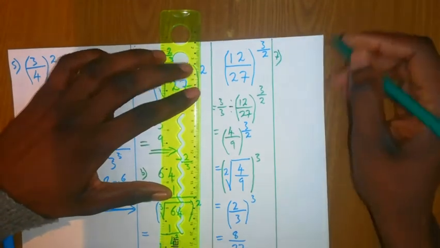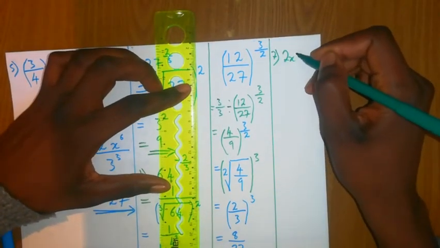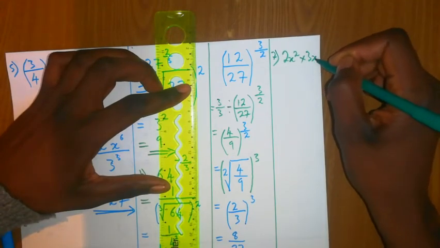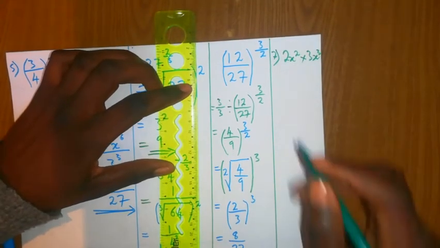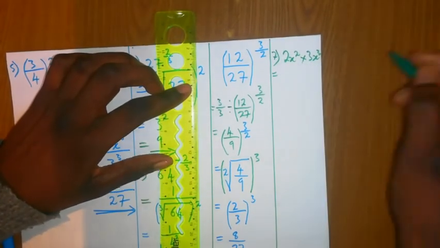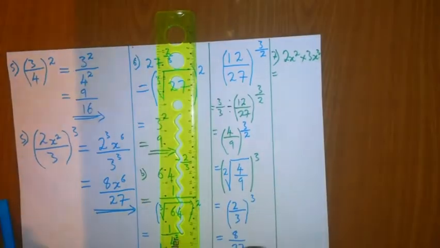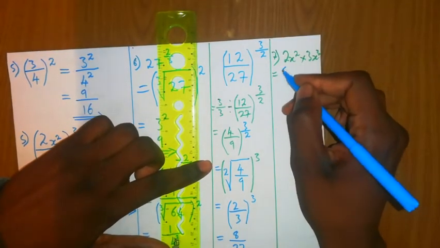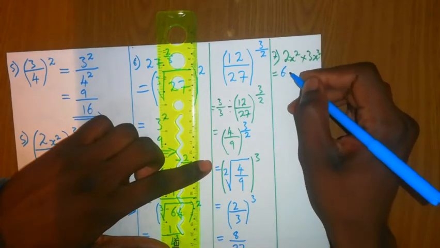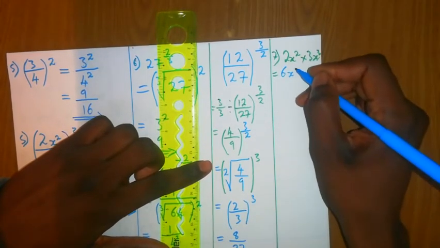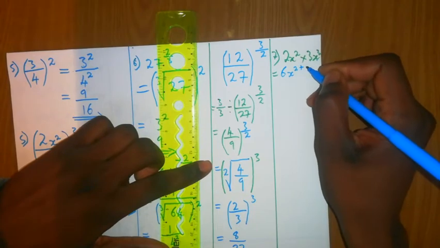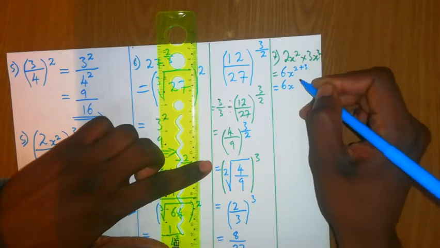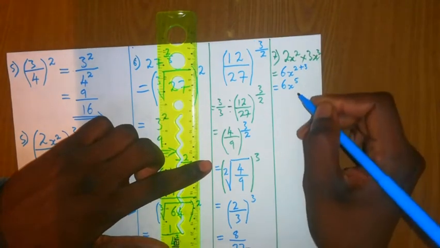For number 7, you might find a question saying 2x squared times 3x cubed. So your working is going to be equal to, I'm going to say 2 times 3, that's a 6. Then I'm going to collect these x's. I'm adding my powers there. So it's equal to 6x to the power of 5. That is my answer.